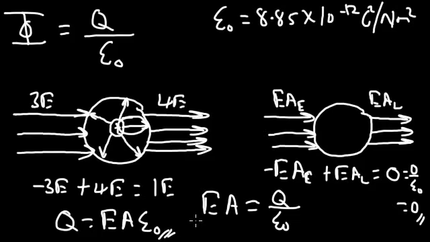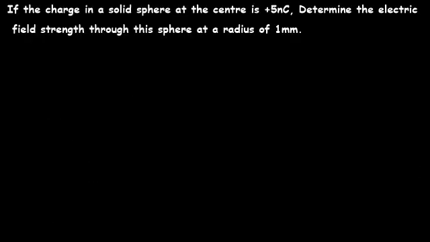So this equation is enough for you to solve for different other variables, depending on what's given to you and what you are required to find. So to make this into good use, let's consider an example. Example number 1. If the charge in a solid sphere at the center is positive 5 nanocoulombs, determine the electric field strength through the sphere at a radius of 1 millimeter.